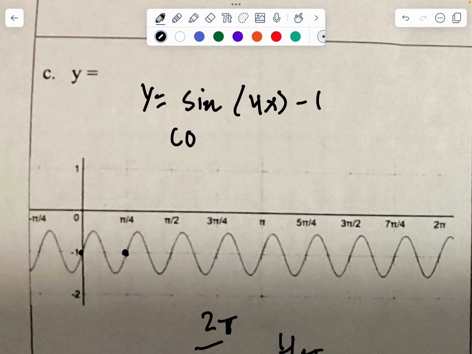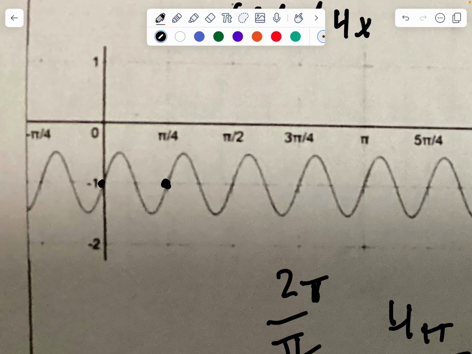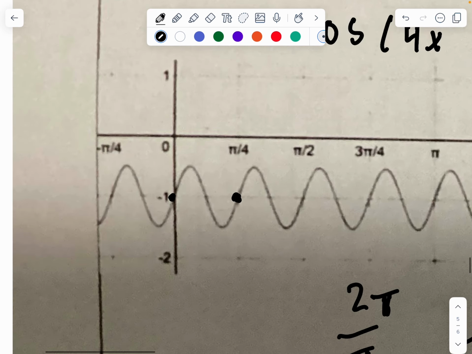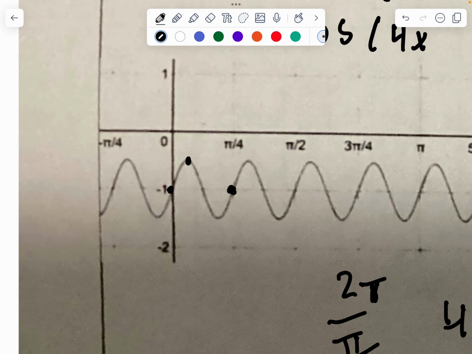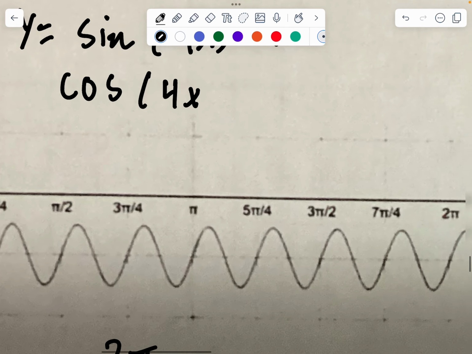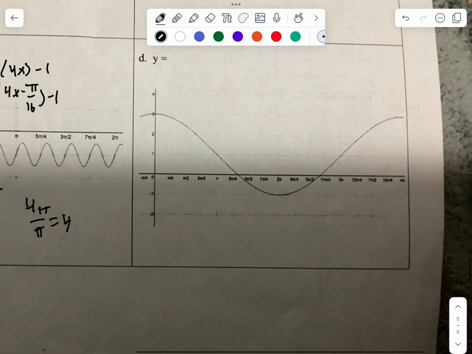Cosine, y equals cos 4x, shift. Ooh, that's a brutal shift. I'm going to say it's pi over 16. So we write minus pi over 16, minus 1. Next one.